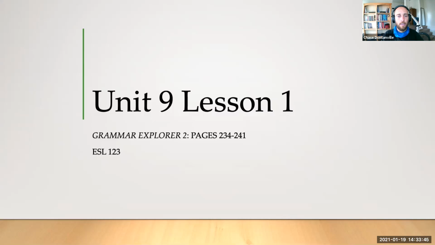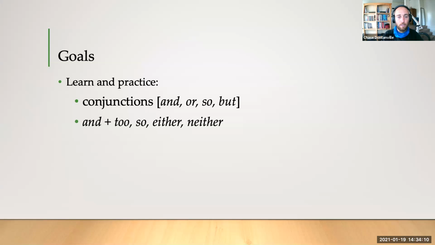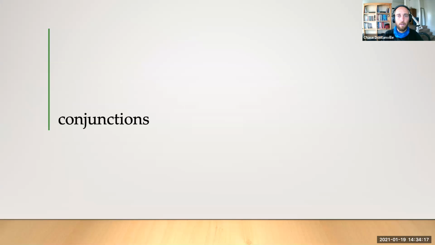All right, this will be our first lesson of the unit, pages 234 to 241 in your grammar book. So, today we're going to learn and practice and review conjunctions, okay? Specifically and, or, so, but. And then we'll look at and plus too and so, either and neither. Let's begin, though, with a review of conjunctions.